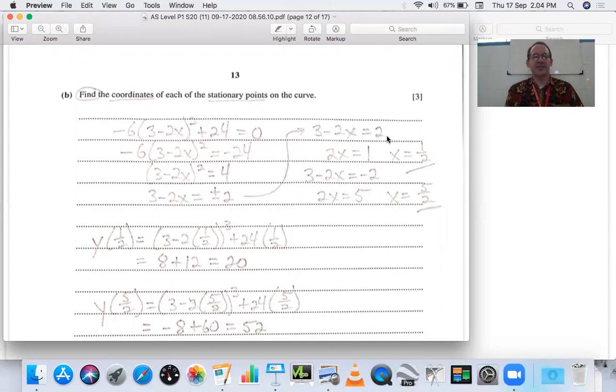3 minus 2x equals 2, therefore x equals 1/2, and 3 minus 2x equals -2, so x equals 5/2. Those are the two x coordinates. It says find the coordinates, not just the x coordinate. So that's the x coordinates.